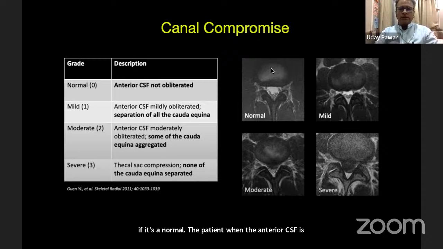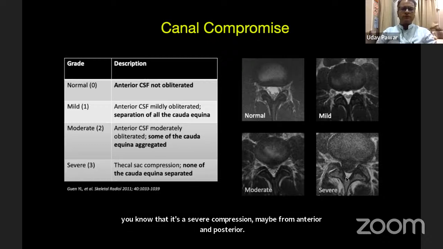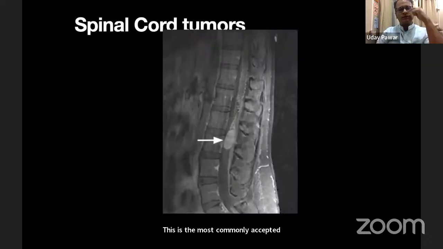You can call it mild when it's mildly obliterated, but you can see the nerve roots properly inside the spinal canal. Moderately, you can see some of them aggregated together, and when almost all of them are clumped together, you know that it's a severe compression, maybe from anterior and posterior. But this is the most commonly accepted definition amongst the radiologists, at least.